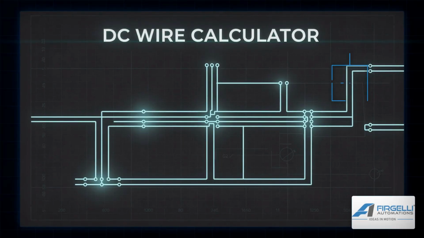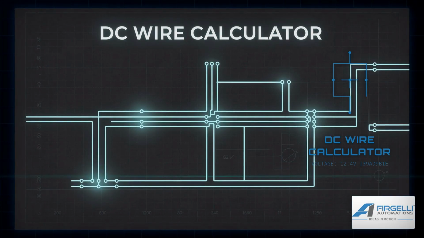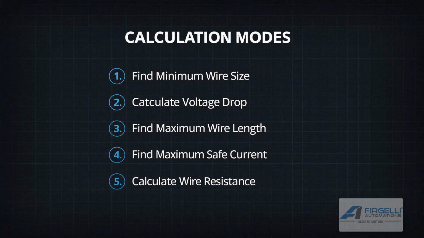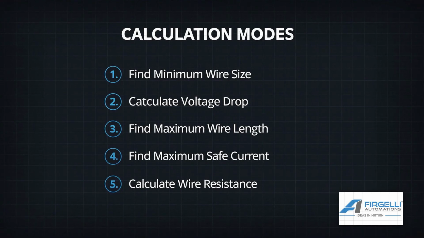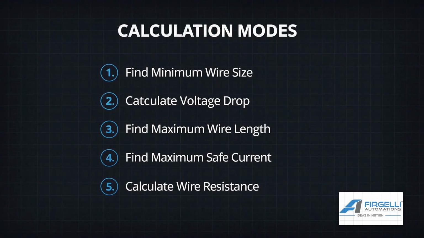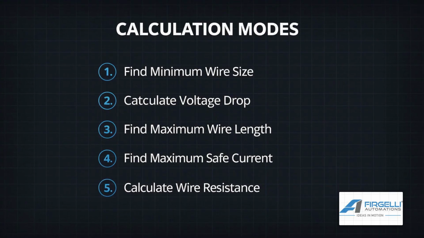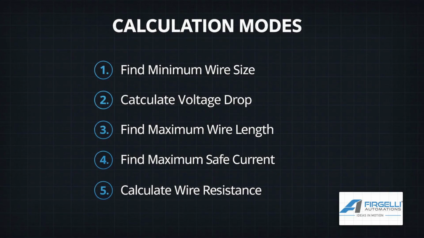This DC wire size interactive calculator helps engineers quickly determine proper wire sizing for DC electrical systems. The calculator has 5 calculation modes: find minimum wire size, calculate voltage drop, find maximum wire length, find maximum safe current, and calculate wire resistance. For this demo, I'll use Find Minimum Wire Size mode.